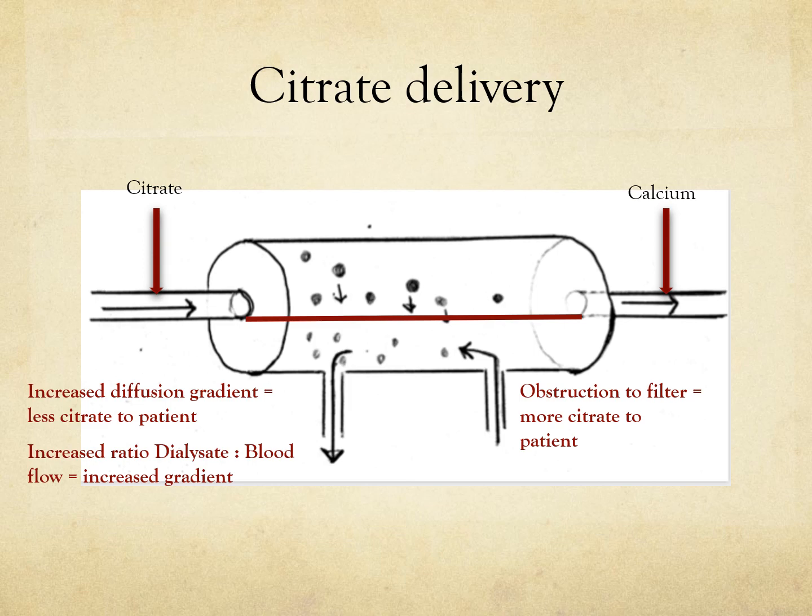Then if there's an obstruction to the filter, so for example the filter starting to get clogged up, this is going to be less efficient at removing citrate calcium complex, so therefore more is going to be returned to the patient.